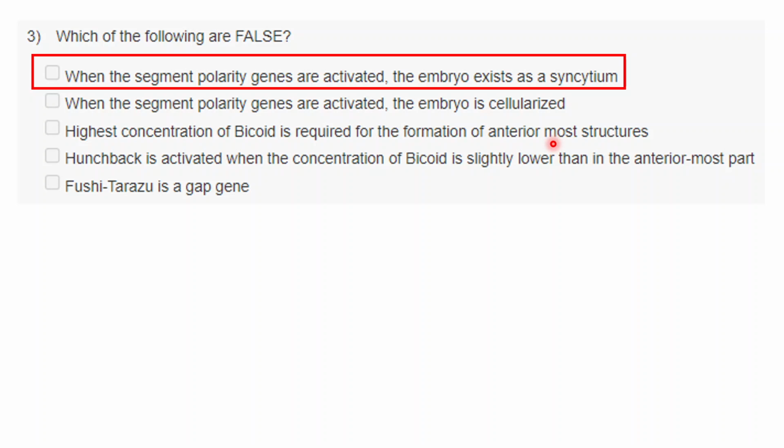Now the next statement, which is false, is statement number 5. Fushitarazu is a gap gene is a false statement. Fushitarazu is an example of pair rule genes. I think we just saw in the earlier question itself, even skipped and Fushitarazu are well studied examples of pair rule genes, while Kruppel, Giant, and Knirps are gap genes. Fushitarazu is a pair rule gene. Now let us have an understanding of all these statements through our concepts.